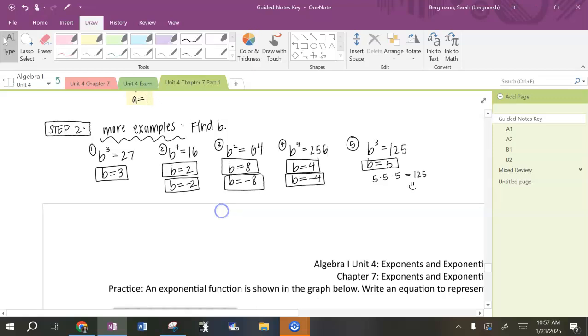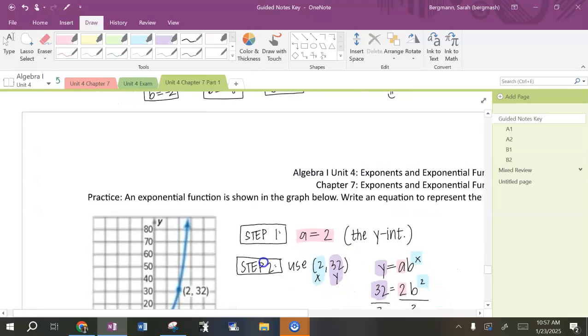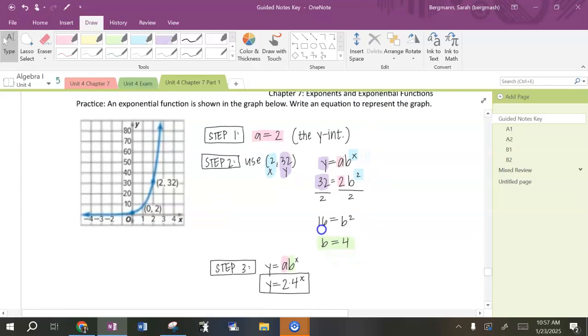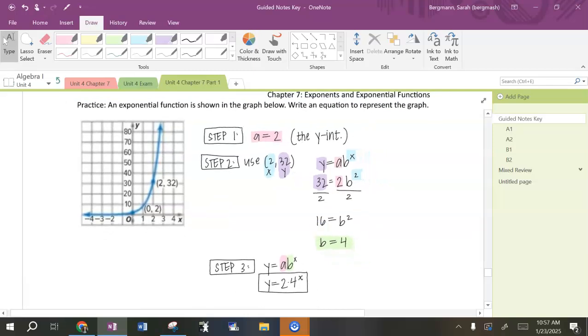Okay, now I want you to just put it all together. You're going to have to do steps 1, 2, and 3 on this practice problem, and then you can check your answer when you're ready. Here's the final answer for that. Pause it if you need to. And then when you're finished with that, that's the end of the notes for today.